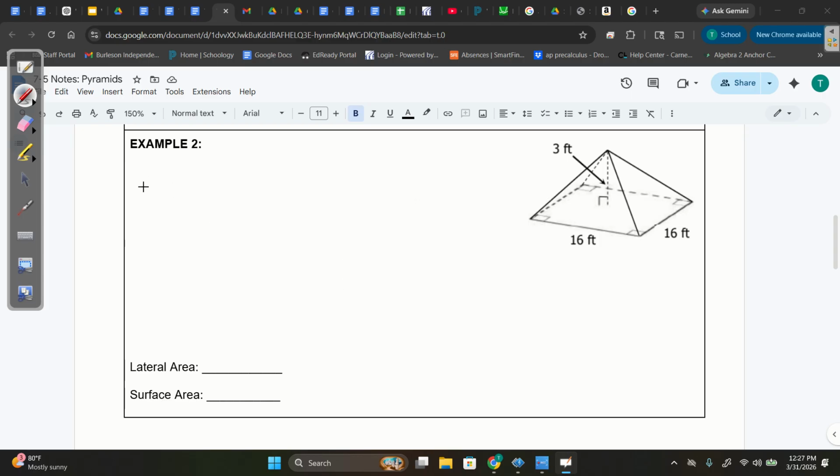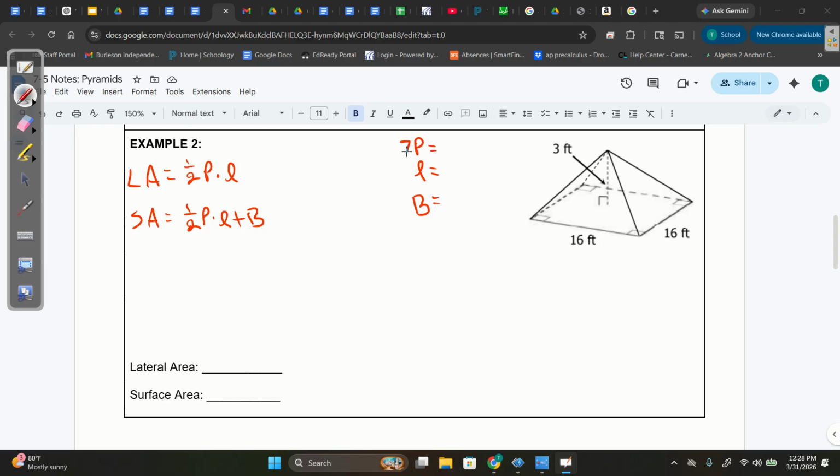So, again, we're trying to find the lateral area and surface area. The lateral area formula is 1/2 perimeter times slant height. And the surface area is the same thing, plus the area of the base. So again, I'm going to need perimeter, slant height, and area of the base.